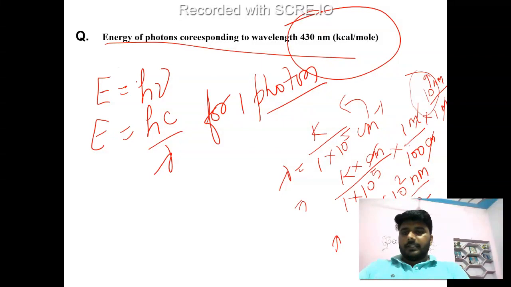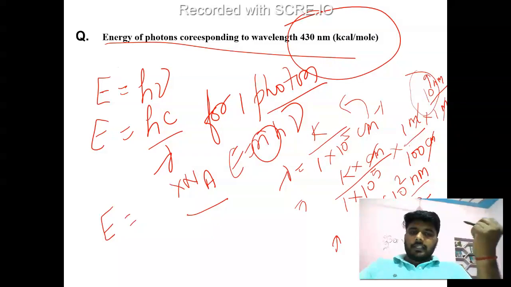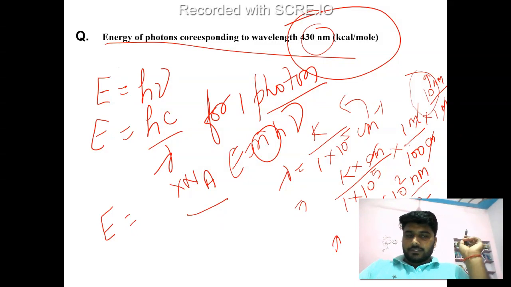Because the complete expression, if I talk about it, is n h nu, where n is equal to 1. Whatever value you get, you have to simply multiply by Avogadro number. That will be your answer in joule per mole, and after that you can convert into kilocalorie per mole. The nanometer you have to convert into meter, and you will get the answer in joules.